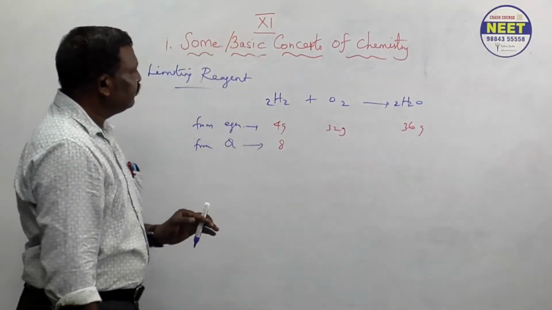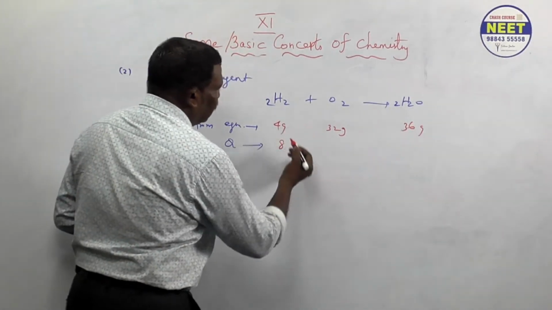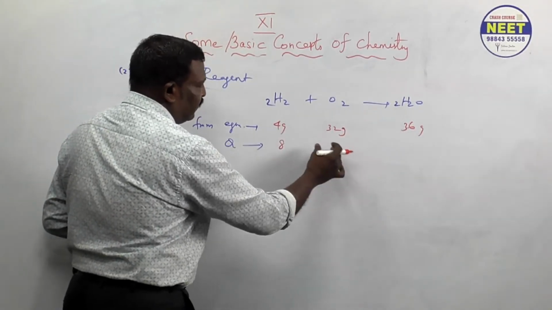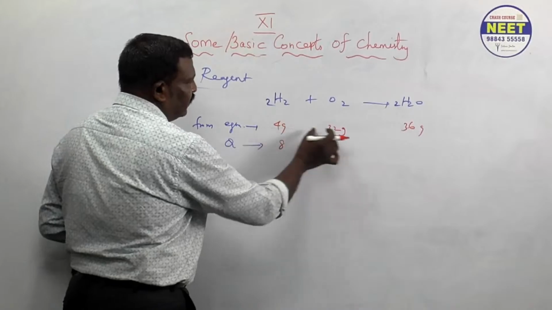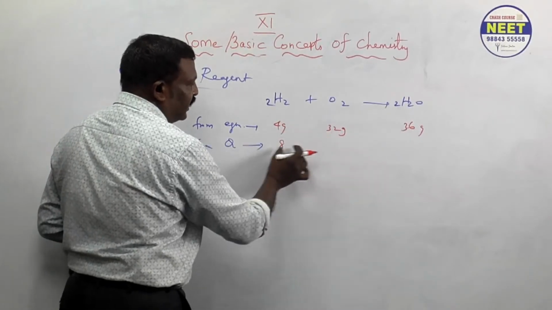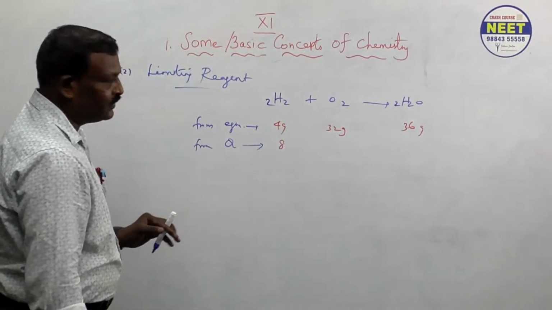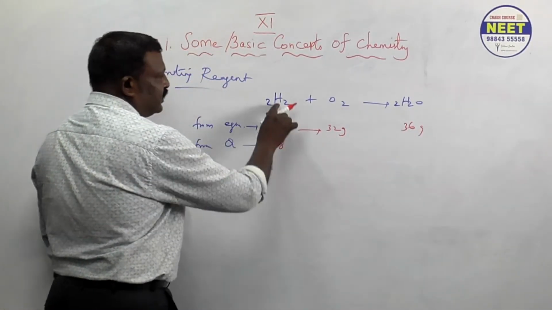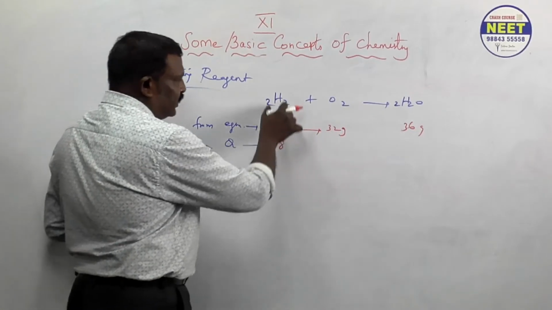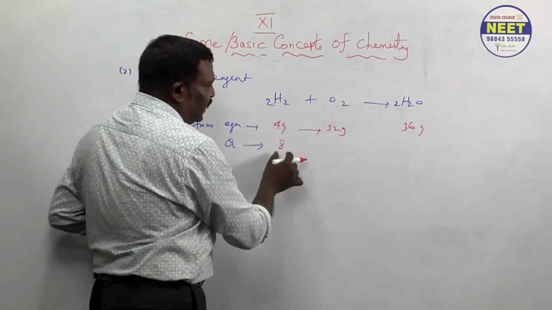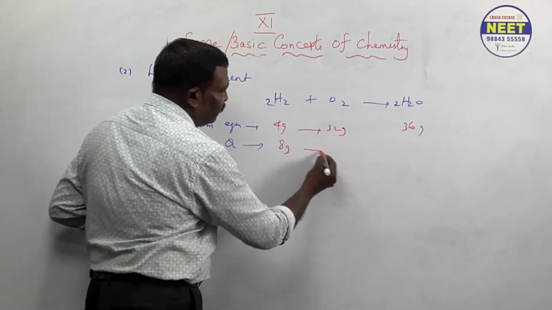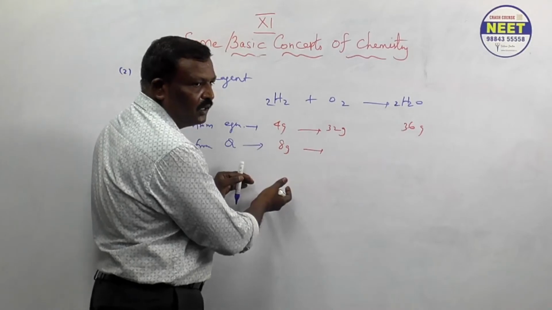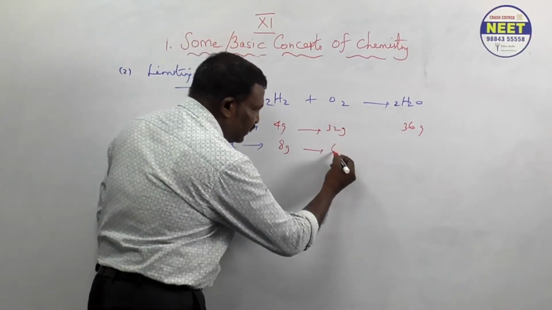See here, 32 gram is given. Now we have to compare. 4 gram reacts with 32 gram, means 8 gram reacts with how much? First find out this calculation. Suppose 4 gram of H2 reacts with 32 gram of oxygen, means 8 gram reacts with how much? 64. Understood? It is double.